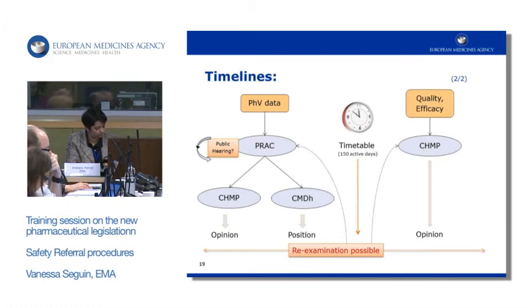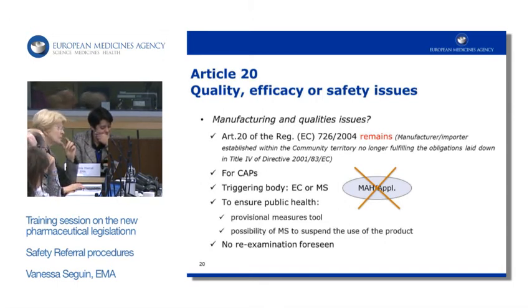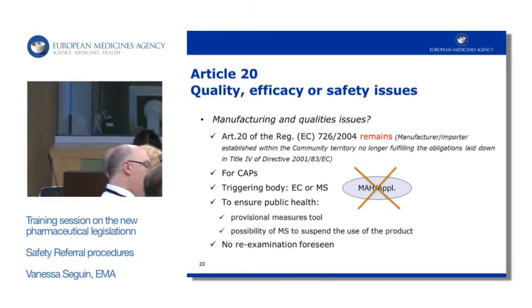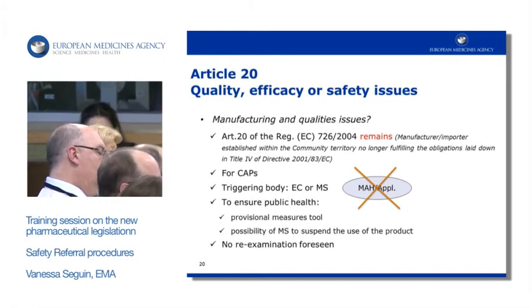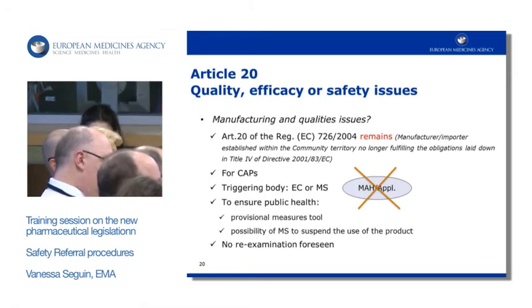If you don't have any further question on the Article 31, maybe we can move on to the Article 20. So the Article 20, again, can be considered within the frame of assessment of quality, efficacy, or safety issue. So what is new for that one? Basically, all manufacturing and quality issues that were dealt with in an Article 20 before are now being dealt with exactly the same way. So what is changing is, again, the safety concerns.